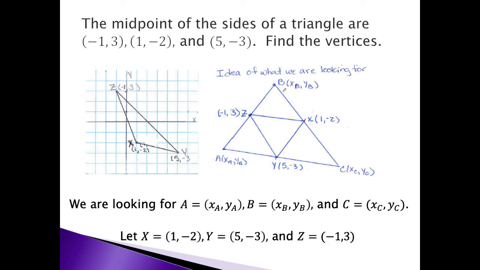So I'm letting x equal (1, -2), y (5, -3), and z (-1, 3). So we're going to keep that kind of isosceles triangle. It's not really isosceles, but that triangle of the figure that we're looking for, so we keep in mind what we're looking for. So letting x, y, and z be our 3 points, we're going to set up our equations.